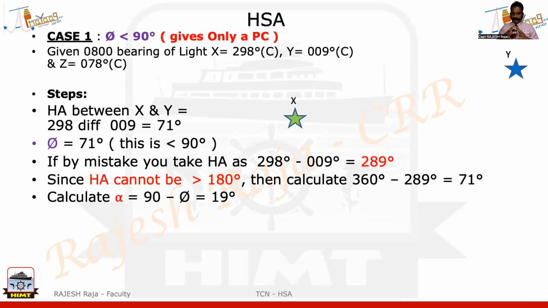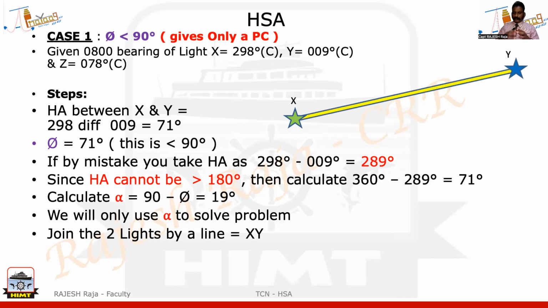Now, the next step for me after finding theta is finding something called alpha. Your alpha is nothing but 90 minus theta. I've got a value of 19 degrees. Now, I'm going to use this alpha to solve a problem because this is a geometric theorem of circles. So I'm not going into the concept. I'm just looking at the procedure.